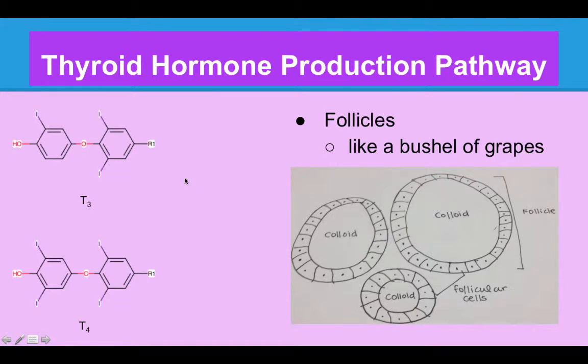Thyroid hormone is made in the follicles of the thyroid gland that look like a bushel of grapes. The precursor of thyroid hormone is thyroglobulin that contains the amino acids tyrosine that will be iodinated. The iodinated tyrosines will come together to form T3 and T4 that eventually become thyroid hormone, which is released into the blood. This is extremely complicated, but just know how important iodine is to make thyroid hormone.